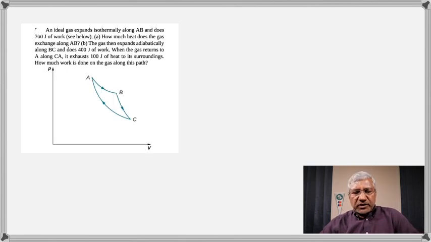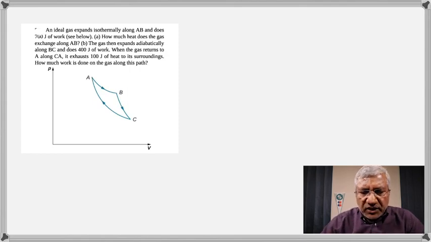All right, on to the last question. An ideal gas expands isothermally along AB and does 700 joules of work. How much heat does the gas exchange along AB? Then the gas expands adiabatically along BC, does 400 joules of work. And when the gas returns to A along CA, it exhausts 100 joules of heat to its surroundings. How much work is done on the gas along this path? So 3 parts. Let's do it.